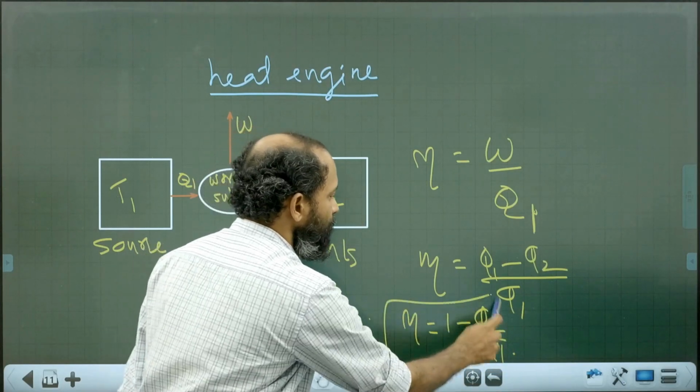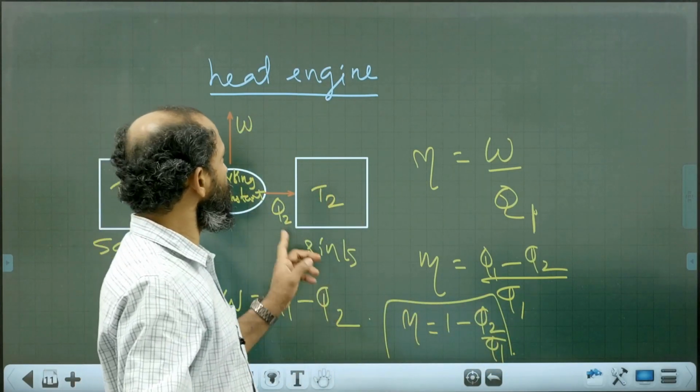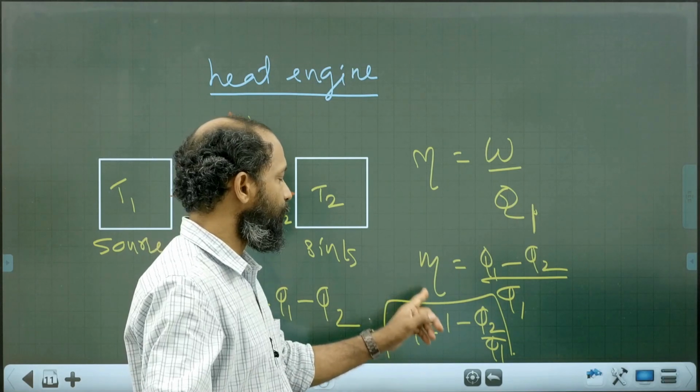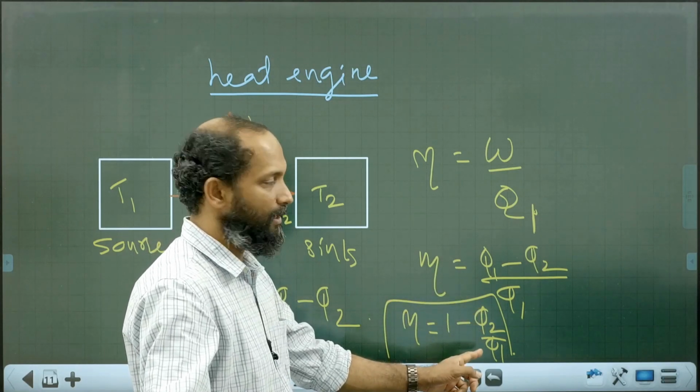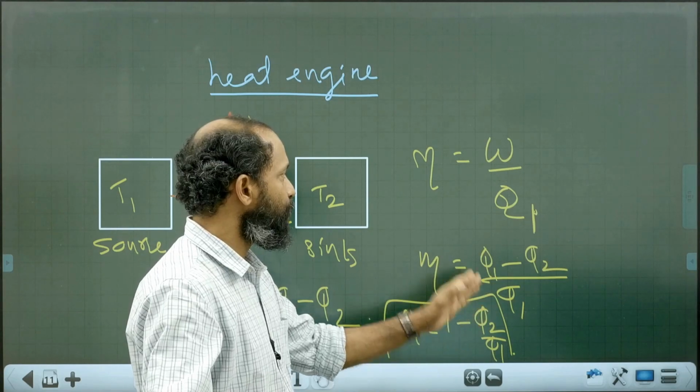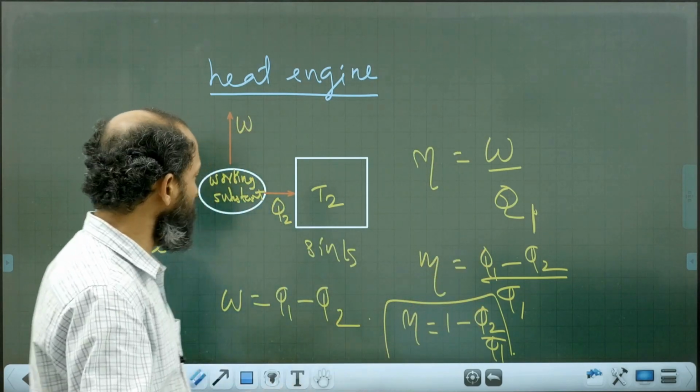That is the formula for efficiency. So efficiency of heat engine, eta, is equal to 1 minus Q2 divided by Q1, which is Q1 minus Q2 by Q1. Eta is W by Q1. All this you learn by heart.